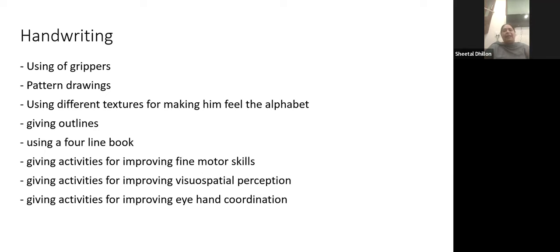So basically, in the handwriting area, I would use a lot of the VAKT model, which stands for visual, auditory, kinesthetic, and tactile, for him to understand the whole concept of writing. Thank you.